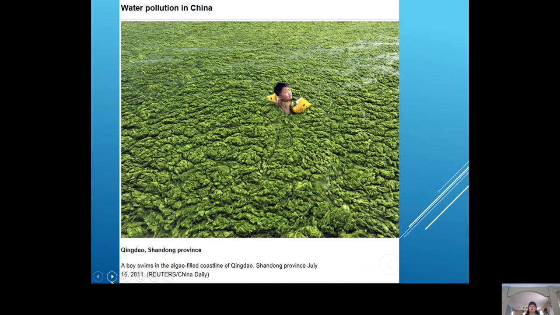This is a picture of water pollution in China. This is what people do in these major algae blooms that are highly toxic, and that little child should not be in that water.